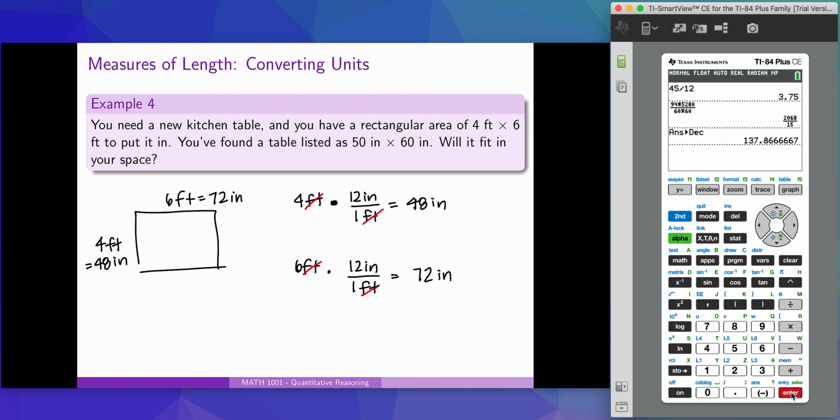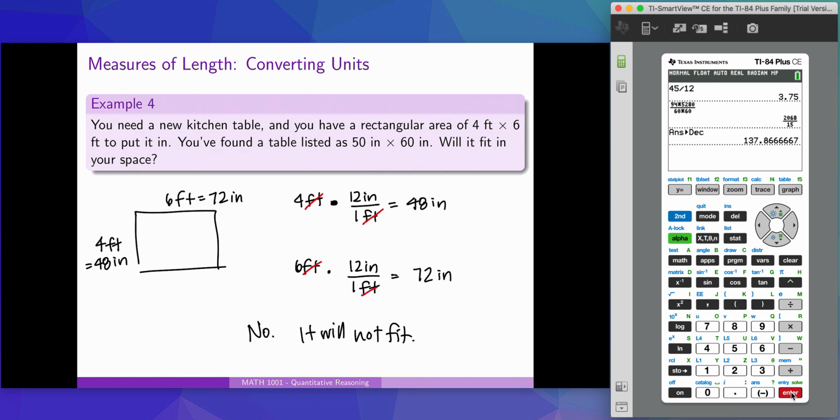So let's go back to our question. We have a 4 foot by 6 foot area, which now we know is a 48 inch by 72 inch area. Can I fit a 50 inch by 60 inch table? Well, this dimension here is only 48 inches, and both of these are bigger than 48. So the answer is no, it's not going to fit. Okay, so what we've done is we've done that conversion so that we can figure out what's going on.